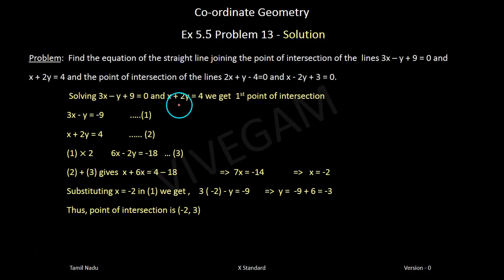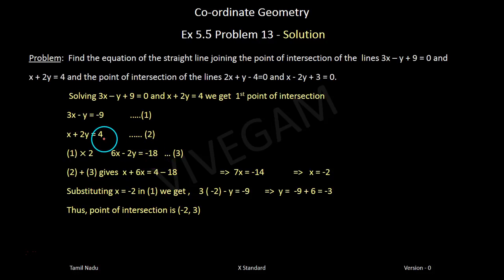So let's solve the first pair of equations, 3x minus y plus 9 equal to 0 and x plus 2y equal to 4. So if you write it out here, by the elimination method, minus 2y and plus 2y on addition will get cancelled, right? So you could multiply equation 1 by 2, which will give you 6x minus 2y equal to minus 18. So add equation 2 and 3. 6x plus x is 7x, right? That's what is written here, 6x plus x, and then minus 2y plus 2y will get cancelled.